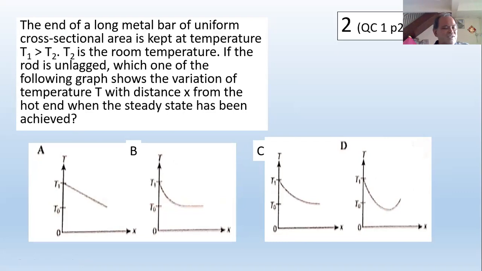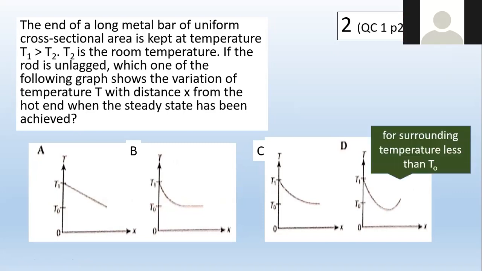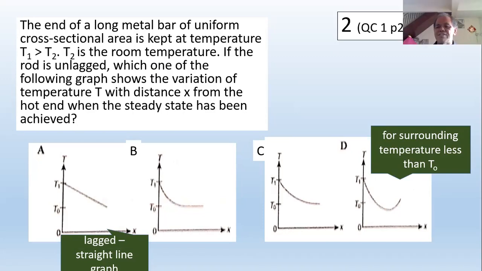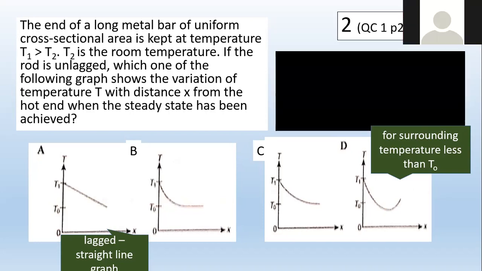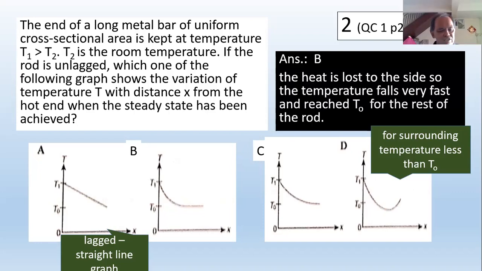So if it is unlagged, heat is going to be lost at the side, so the temperature will go down. It cannot be A, A is if it's lagged. Either B or C, but must compare. If the surrounding temperature is less than T2, then it will go down to the surrounding temperature first and then come up again. It goes down very fast, it loses heat very fast if it's unlagged. Not C.